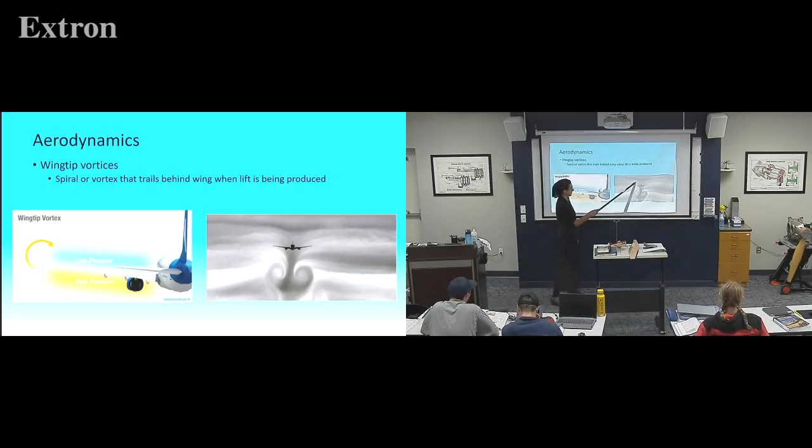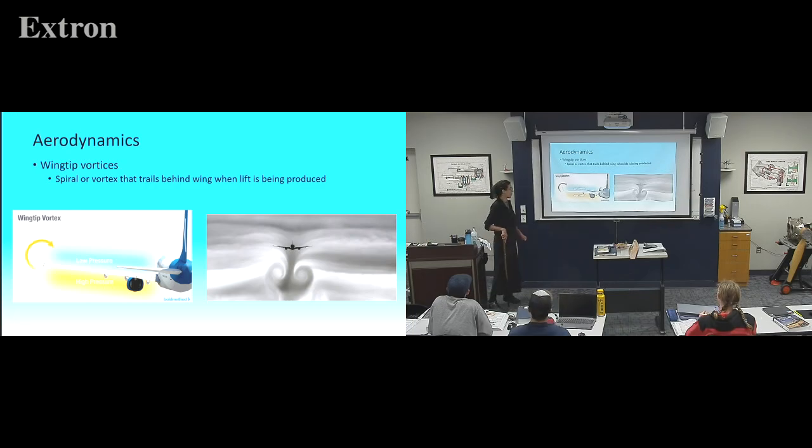Coming off your wingtip. And if you fly an airplane through clouds, you can see a really cool effect of wingtip vortices. And these can be super dangerous to pilots from large aircraft. Then you get wake turbulence, so, yes, wingtip vortices are dangerous.